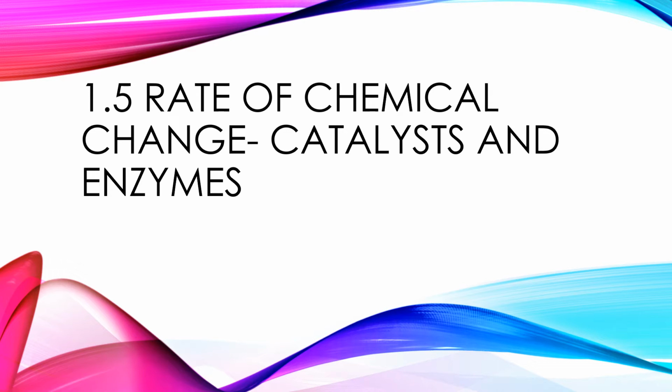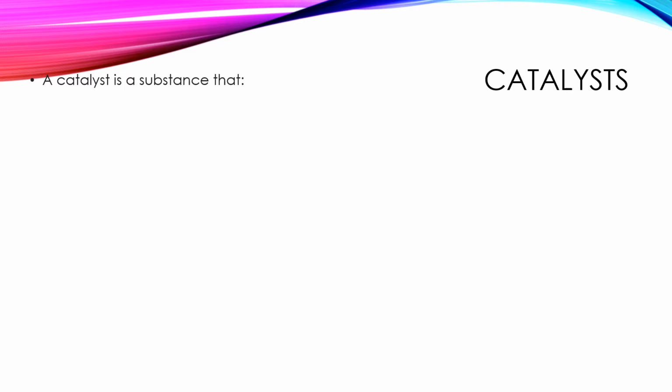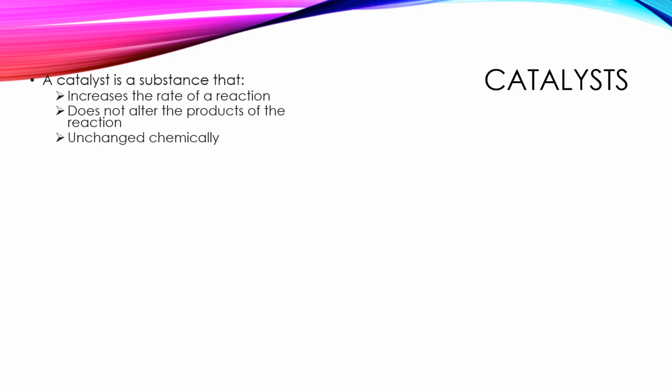So in this video for the rate of chemical change module, we're going to talk about catalysts and enzymes, how they work and why they're important. Starting with catalysts. A catalyst is a substance that increases the rate of reaction but does not alter the products of the reaction and is chemically unchanged and not used up at the end of the reaction.